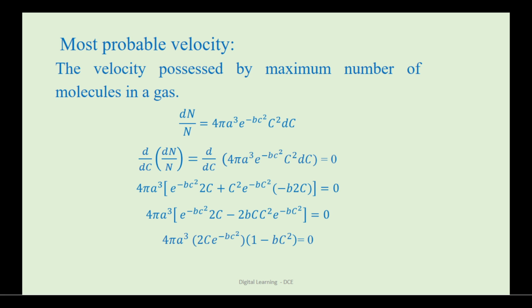Also, from Maxwell's law of velocity distribution equation, we have dN by n is equal to 4 pi a cube e to the power minus b c square into dc. This equation represents Maxwell's law of velocity distribution equation. In this equation, the term dN by n represents the probability of number of gas molecules whose velocity lies between the two values c and c plus dc.